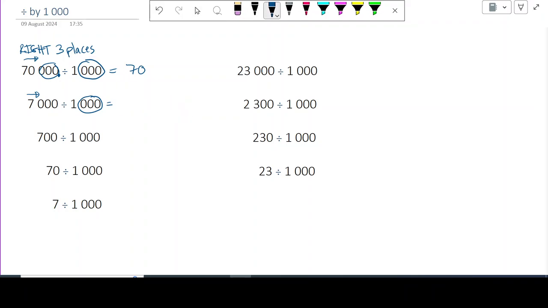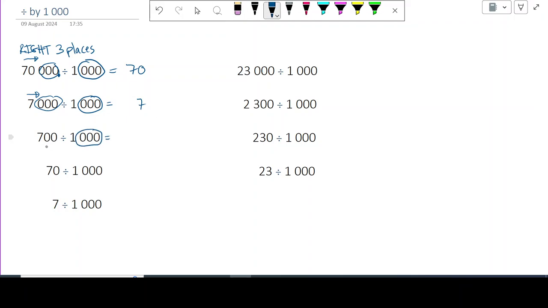When you divide by 10,000, it can't get bigger. So correct yourself like that. Do a quick check. Three places right means these three zeros will end up on the other side of the decimal place. And again, we don't need those to read that number. It's 7. It's not incorrect to leave them, but it's unnecessary.